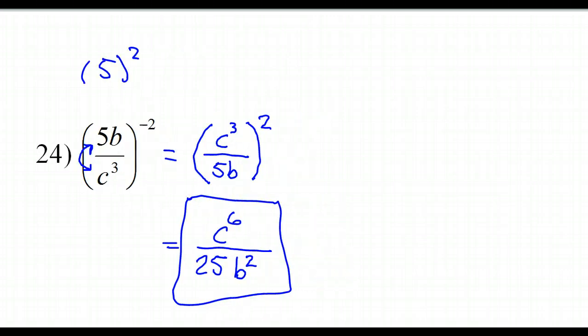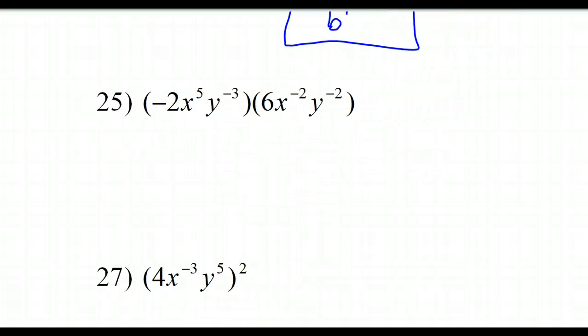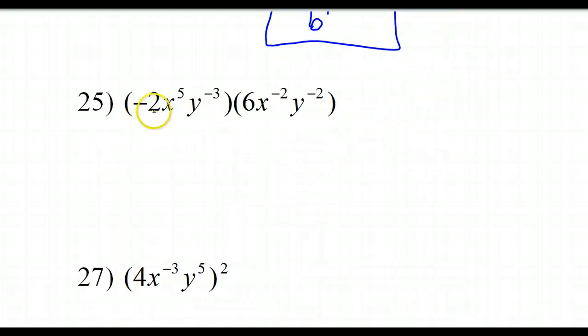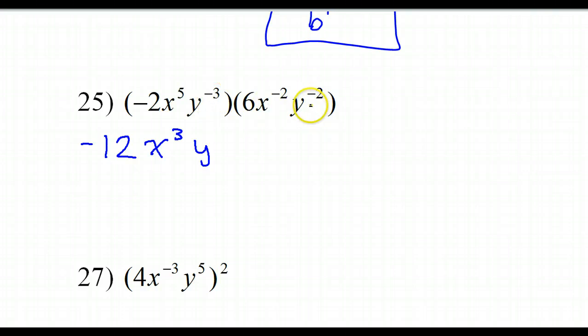Okay, so that's number 24. All right, number 25. Again, we just multiply. So negative 2 times 6 is negative 12. When we do these, we add these exponents. So x: 5 plus negative 2 is 3. With the y's, we have negative 3 plus negative 2, that's negative 5.